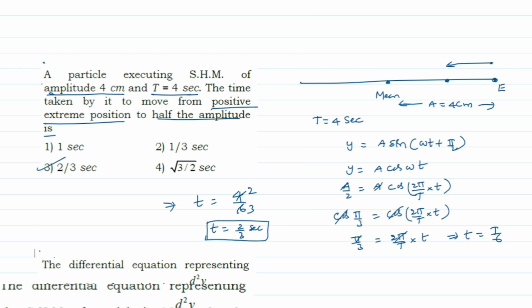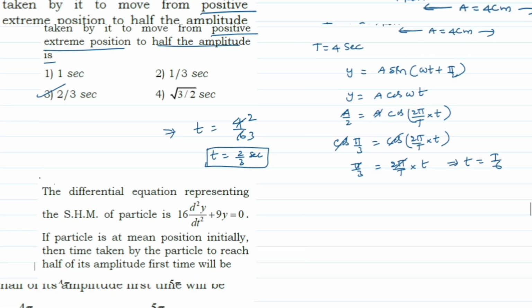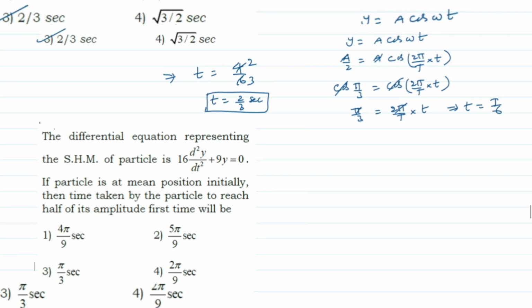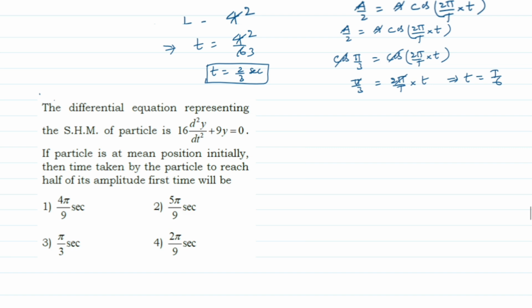Now let us see the next question. The next question says the differential equation representing SHM of the particle is given as 16 d square y by dt square plus 9y equal to 0. Now if the particle is at the mean position initially, then the time taken by the particle to reach half of its amplitude first time will be?